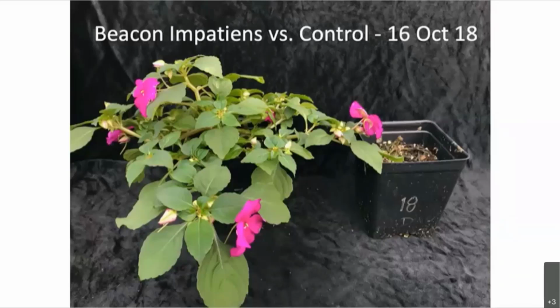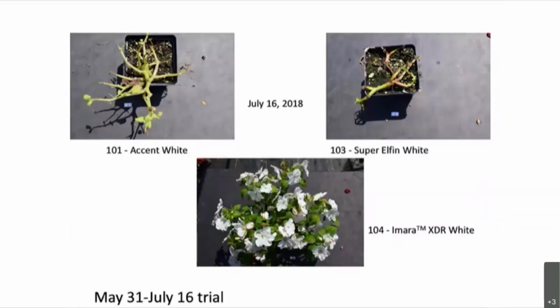And here's another example of that. The Beacon Impatiens come in a number of colors, and they have very high resistance to the disease. And here's some of the Imara XDR germplasm in the form of a white, which is one of the colors that seems to be particularly susceptible to the downy mildew. You have the Imara XDR white down here at the bottom on July 16th. And the plants were exposed to inoculum on May 31st, and you can see the Accent White and the Super Elfin White are just stems, and they're growing side by side with the Imara. So we've had huge progress in this, and I think you no longer have to be scared to grow Impatiens.